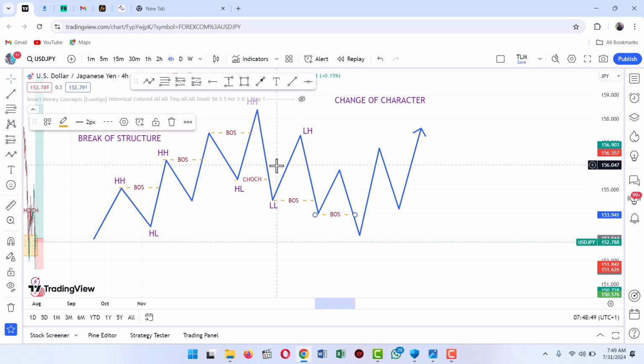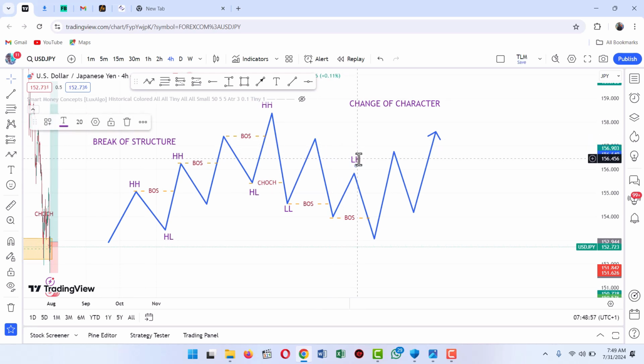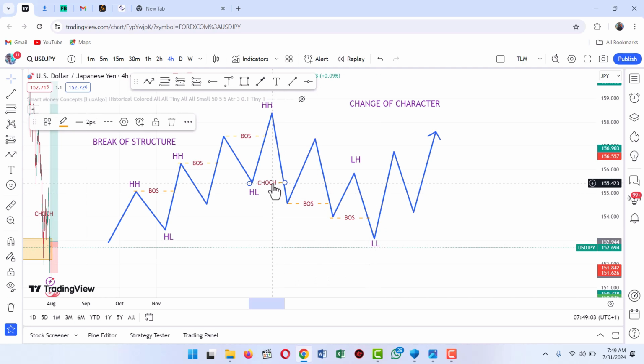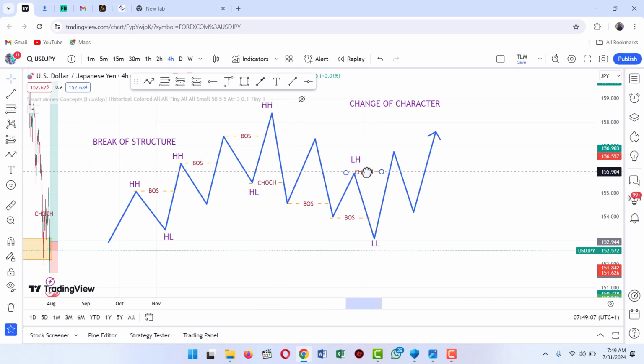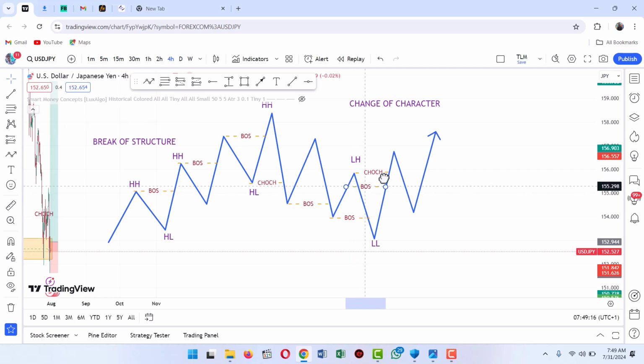And if the lower high is broken above from the lowest low here, we'll clearly have a change of character again. Then break of structures again to the upside, break of structures here to the upside.